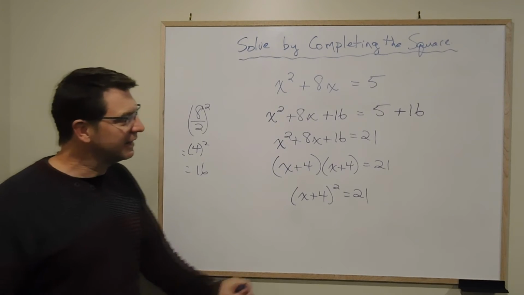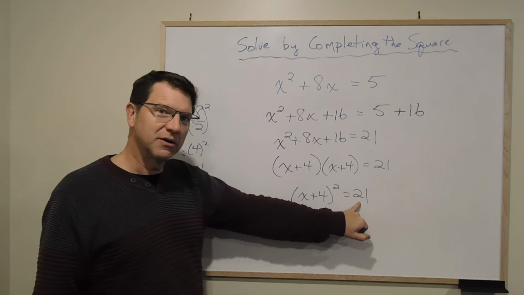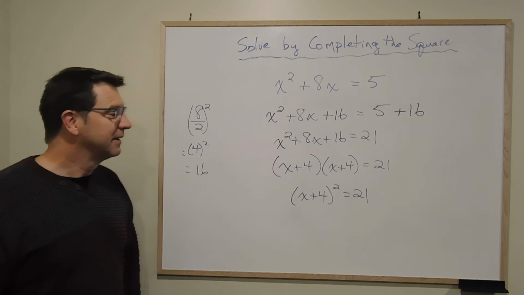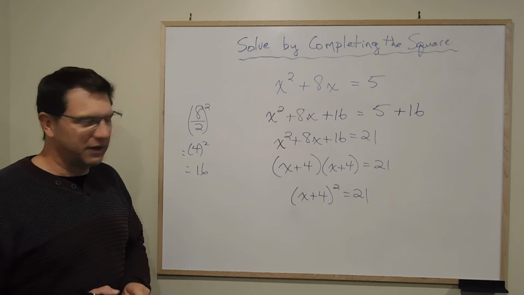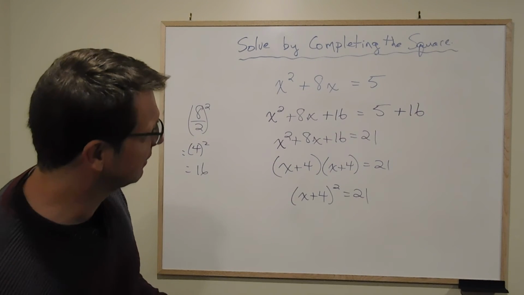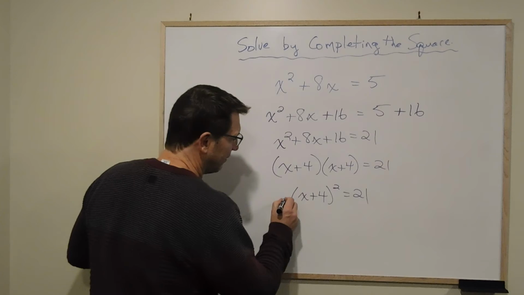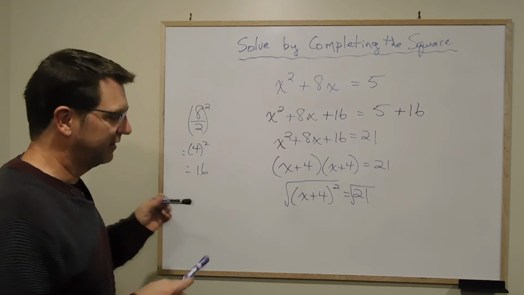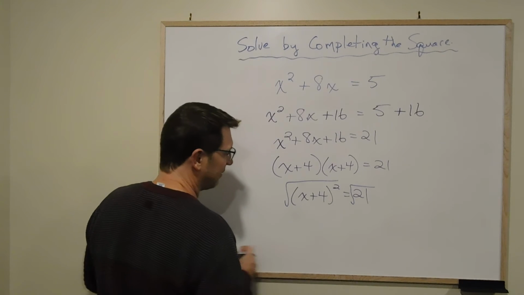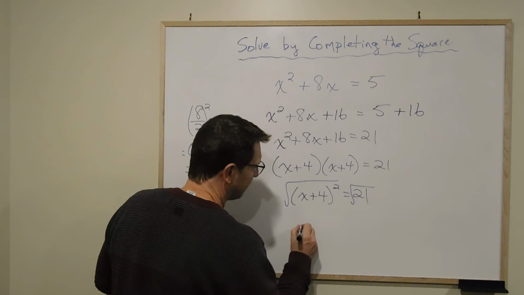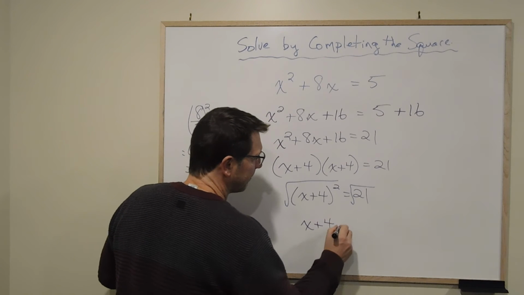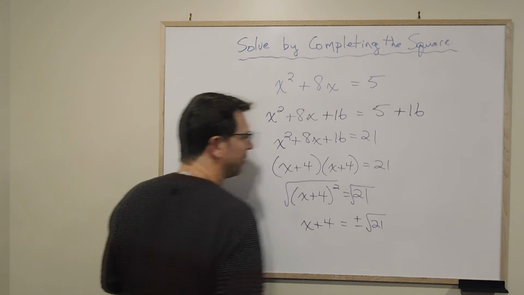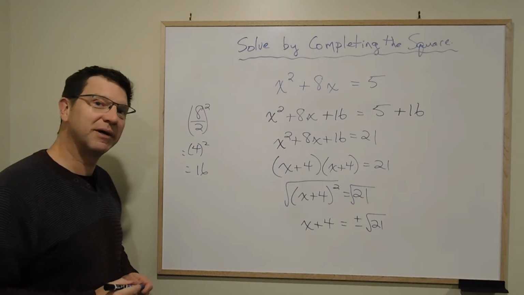Okay? The reality is this is not 0, so we can't just say x is -4 because this has to equal 21. But we can take the square root now. Okay? Just use a little different color here. We can take the square root of both sides. And if you remember, we talked a little bit about that earlier. If we do that, then this is just x plus 4, but this is plus or minus the square root of 21. All right, plus or minus the square root of 21.